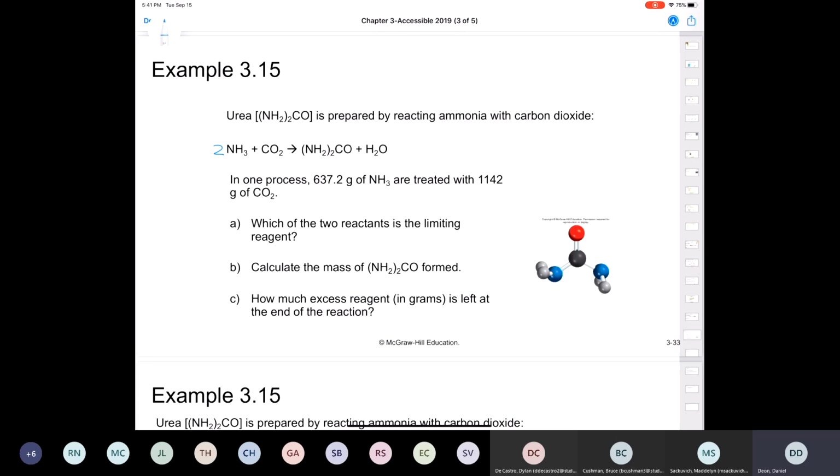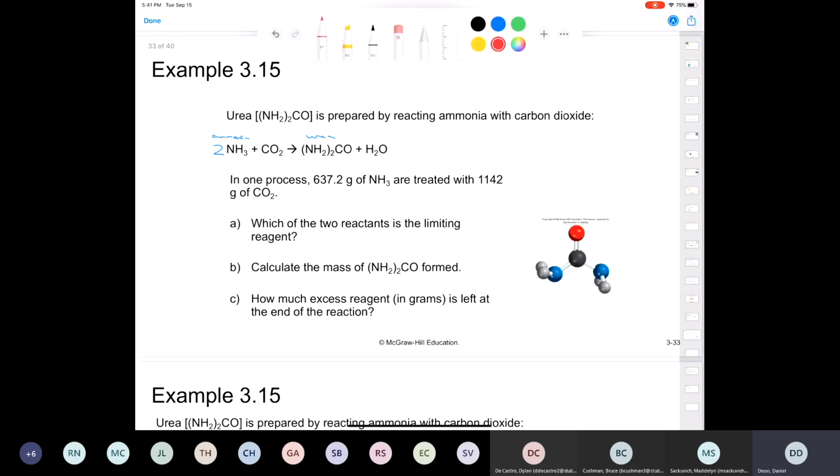So that's how you prepare urea. So this is urea. This is ammonia. This is carbon dioxide. Anyhow, what's the question telling us?